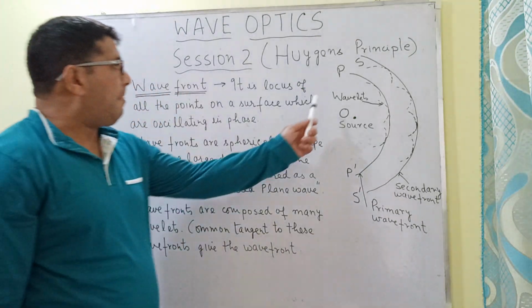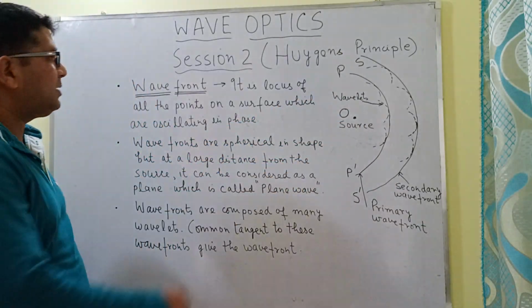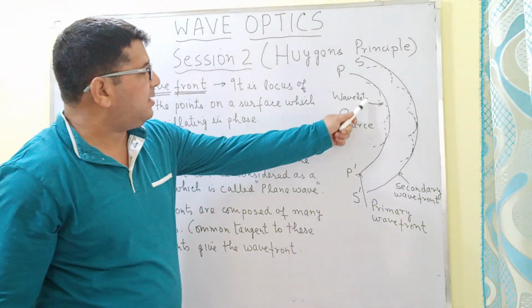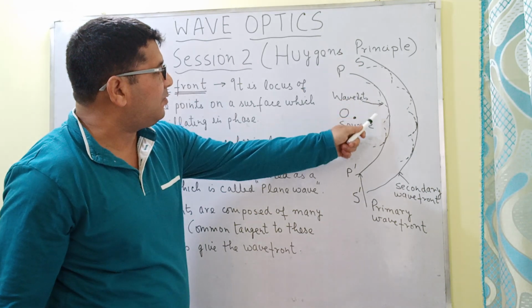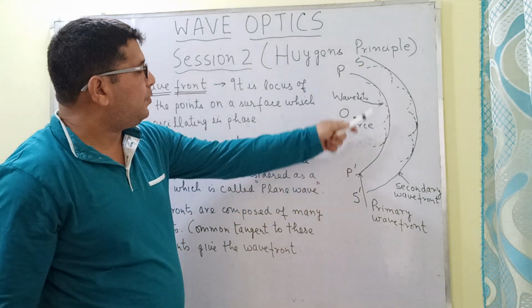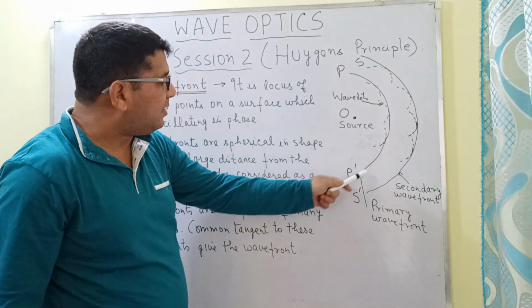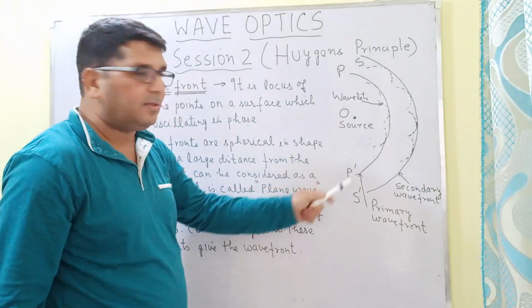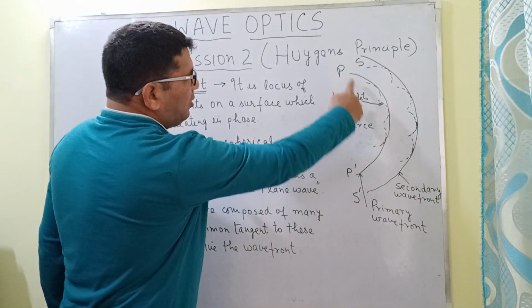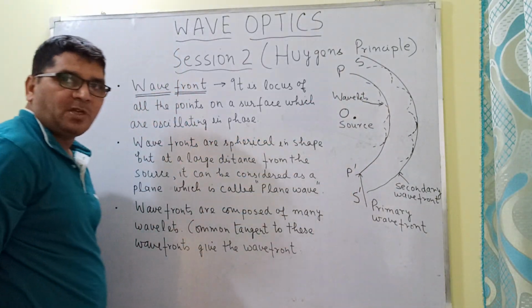Now these wavefronts are composed of many wavelets. I have drawn these wavelets with the help of dotted lines. So these wavefronts are composed of many wavelets, and the common tangent to these wavelets constitutes the wavefront. So these are the wavelets, and I have made the common tangent. When we make a common tangent to all these wavelets, we get the wavefront.